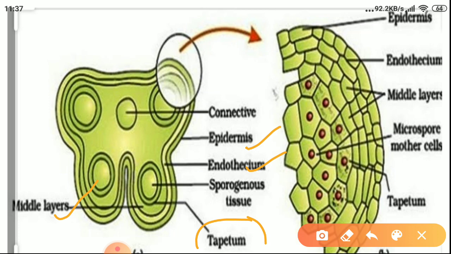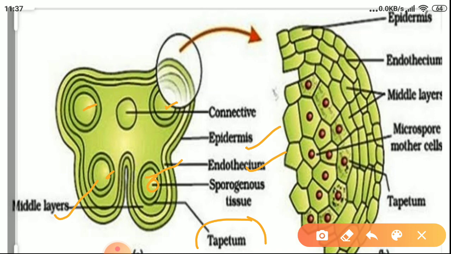Pollen grains are, I have already told you, present inside this. These developing pollen grains will get nourishment or food from this tissue, which is tapetum. Now this is very important to know: what are the characteristics of this tapetum?